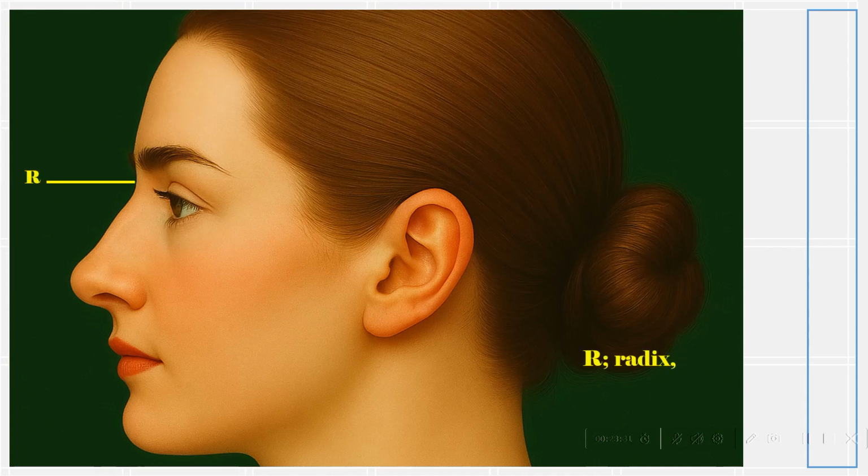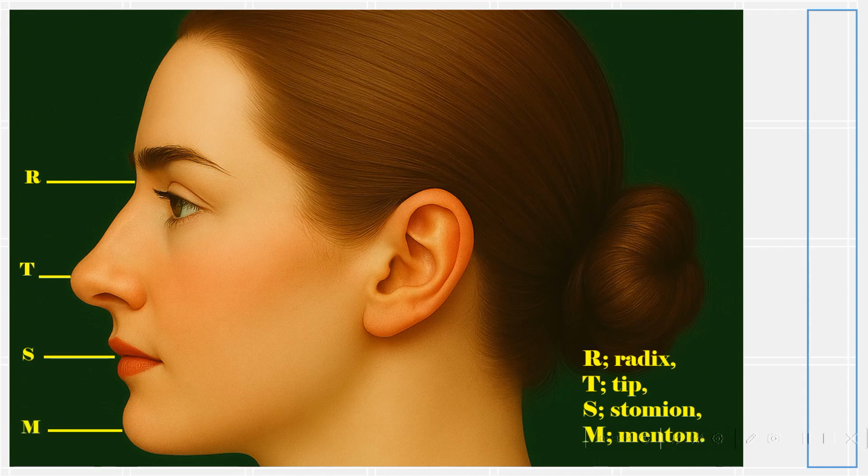R. Radix. T. Tip. S. Stomion. M. Menton. The nasal length, radix to tip, should be equivalent to the stomion to menton distance, as described by Byrd and Hobar.